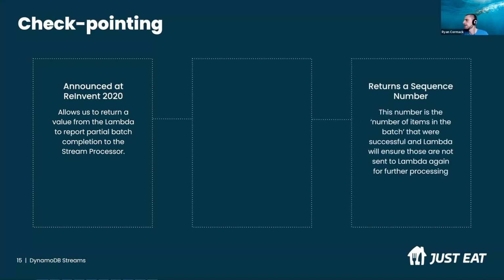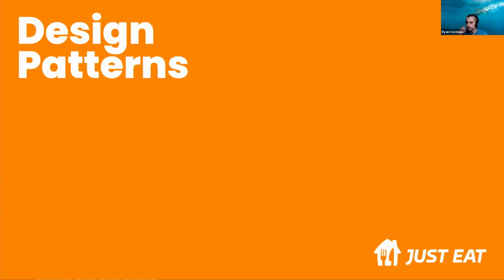And yeah, this is just here. We would return a sequence number from our Lambda function to say this is how far down the stream we've got. Don't send us these records again. We have successfully processed them. So that was a quick summary of how we can actually consume Dynamo Streams with Lambda. And then I'll quickly cover some design patterns where these two features or Amazon capabilities work really well together.